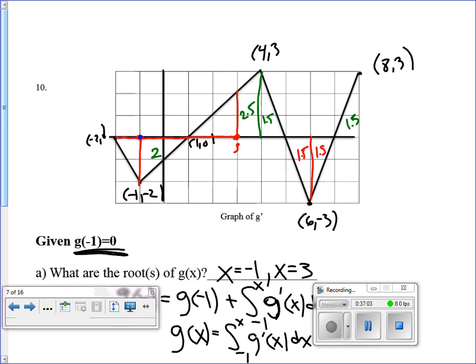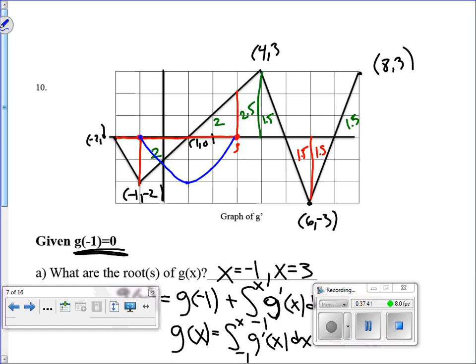So your function that you can't see goes down 2, right? Because it's going to decrease. The derivative is negative by this amount of area, so it's going down by 2. Now it has a relative min, and now it's going to go up by, well, this is 2 also. So it will go back up by this area, and I know it's going to increase because the derivative is positive, so it increases by 2. That's why it's back to 0 at 3.